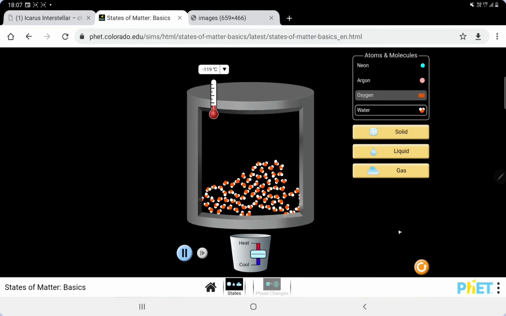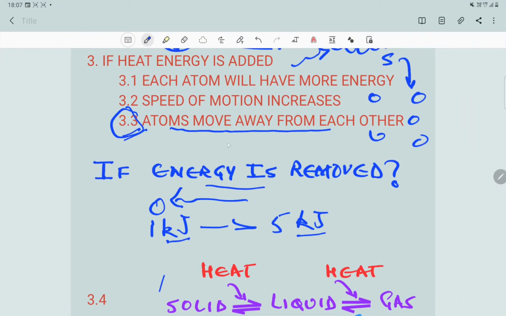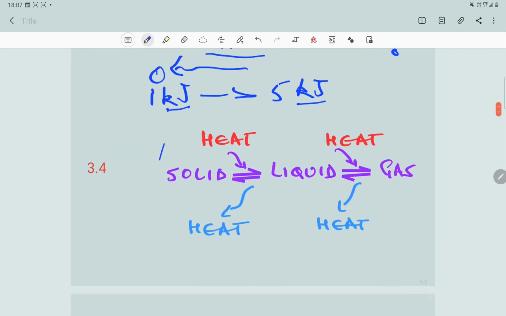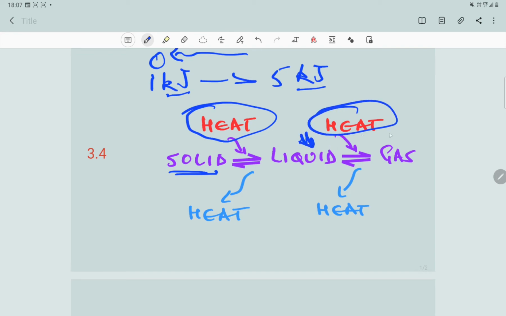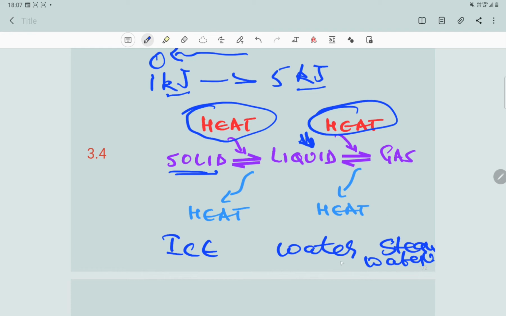So what have we learned in this particular video? Two things. First, when you add heat to atoms, they will move away from each other. When you take heat away from atoms, they will come close to each other. The second point that we learned is that the states can be changed by adding heat. If you add heat to a solid, it will get converted into a liquid. And if you add heat to a liquid, it will become gas. So ice becomes water if you add heat to it, and water becomes steam, or you can say water vapor, if you add heat to water, right?